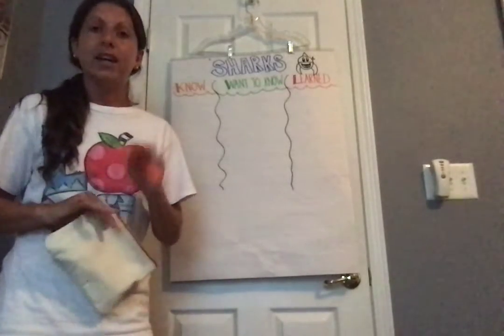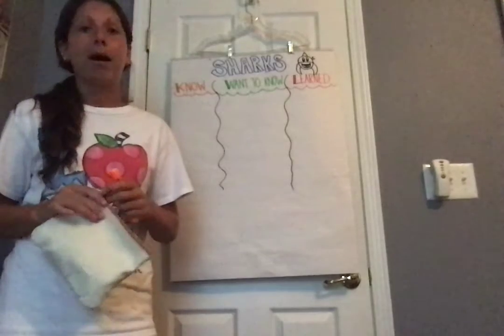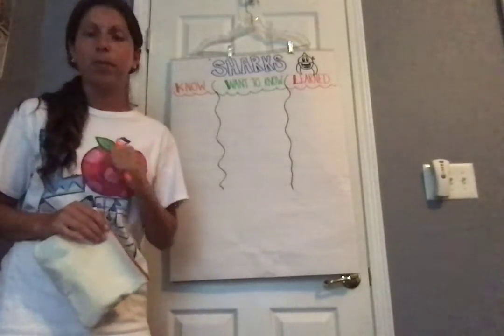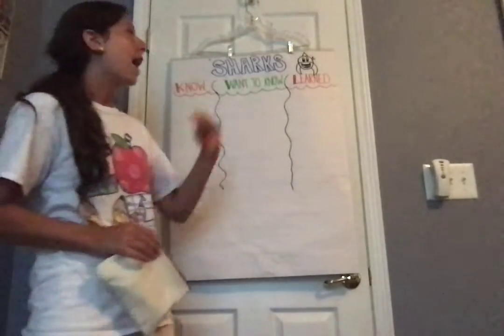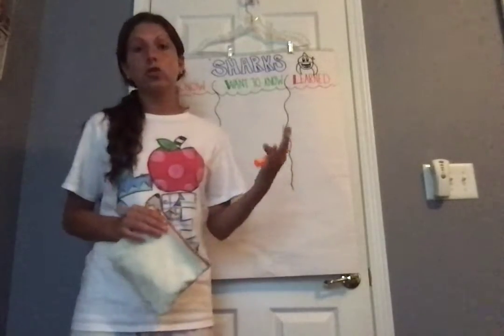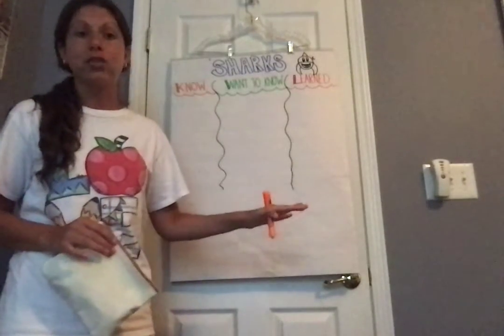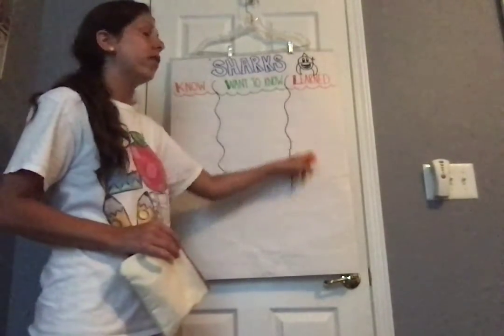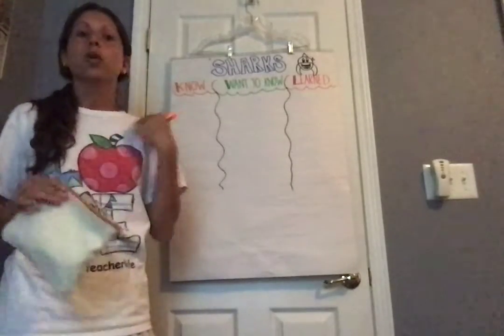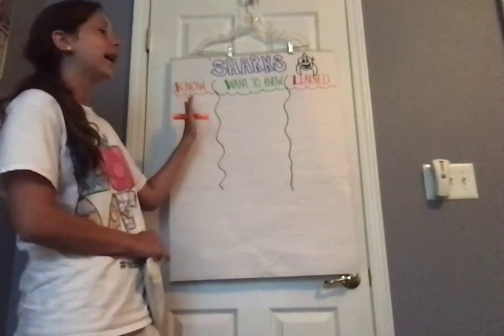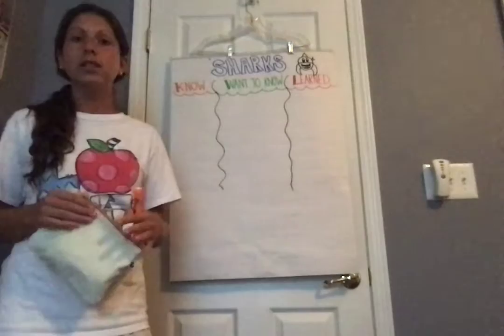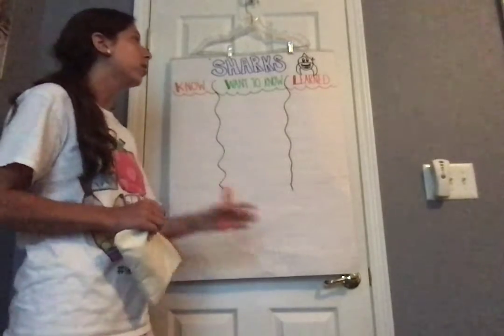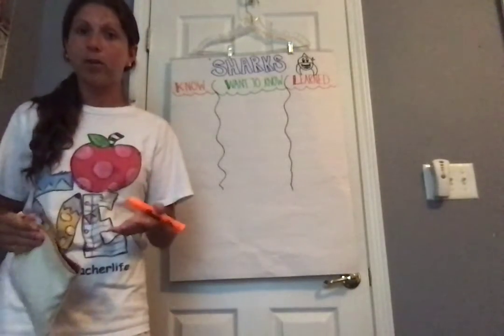We'll be reading a nonfiction book about sharks where we'll learn more about this creature. And then after we read the story, we're coming back to our anchor chart to fill out the learned section. So before we read, we're just filling out what we know about sharks, and then we're filling out the middle column, what we want to know about sharks.